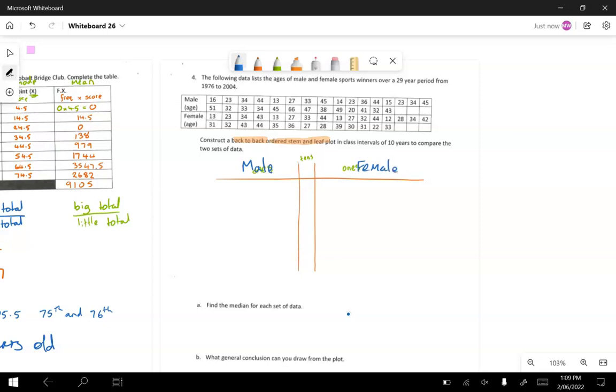Have a look at the ages. Have a look for the youngest person that you can find in that table. I can see 13. Have a look for the oldest person. I can see a 66-year-old. I don't think I can see anyone higher than 60s. So what you're going to need is you're going to need 10s, 20s, 30s, 40s, 50s and 60s. And then what we're going to have to do is start hunting for the 1s.